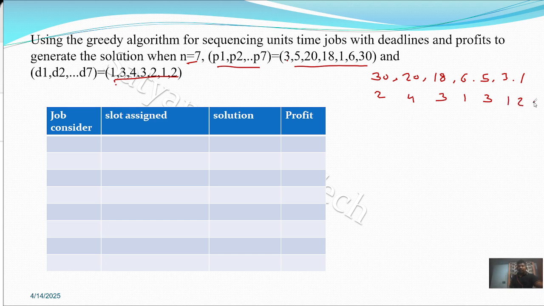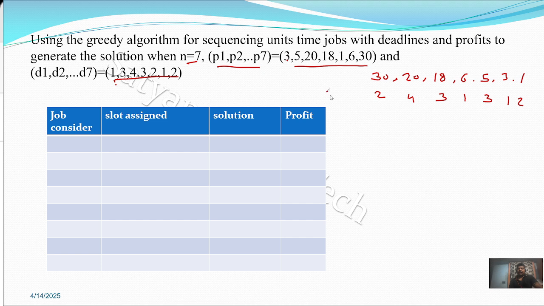So you can complete these jobs, and then you can get the maximum profit. That is also a maximization problem, and here also you can use the greedy method. What is the constraint? The jobs you consider must be completed within the deadline, that is the condition or constraint.